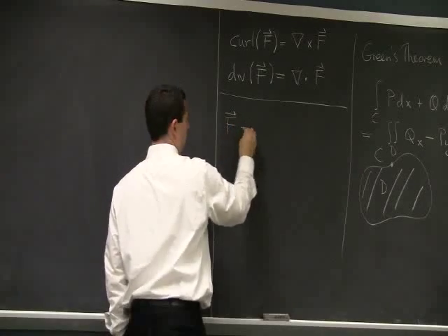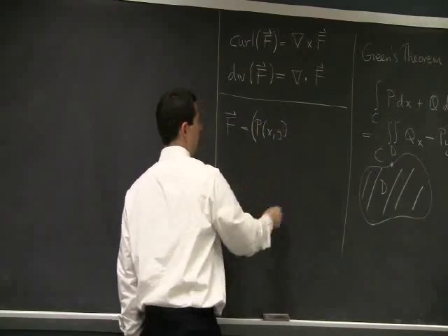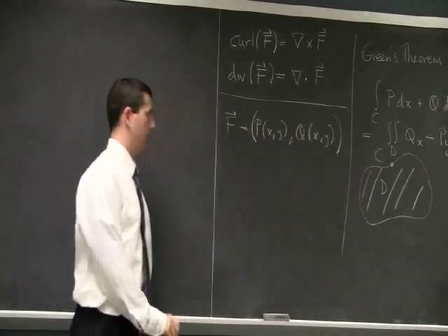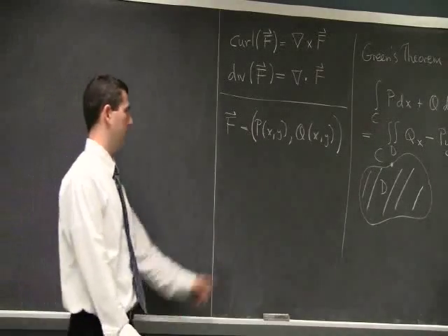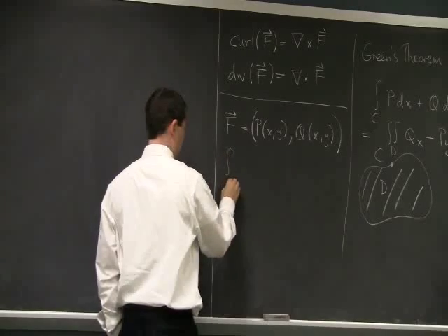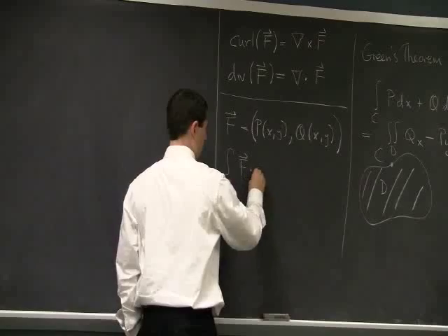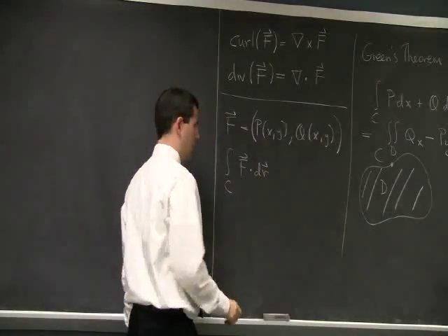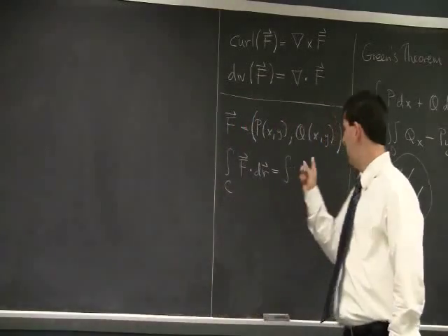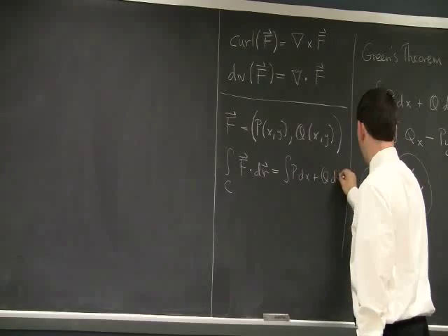So let's start with a vector field. We know that we can write it as P of x, y, Q of x, y. This will be just a two-dimensional one. So the component functions of the vector field are P and Q. And we know that if you integrate over some contour C, this is the same thing as integrating P dx plus Q dy.